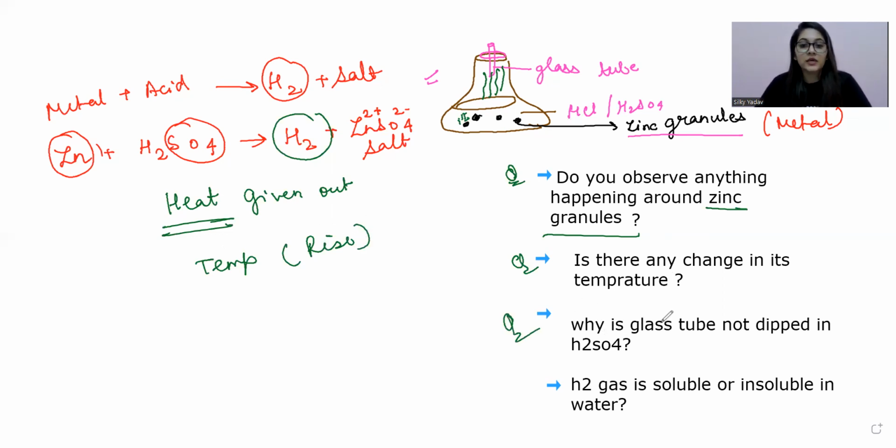And next part is, why is the glass tube not dipped in H2SO4? I think you all can see there is this pink color glass tube which you have drawn. I have placed it on the top side. It is not dipped into the acid.